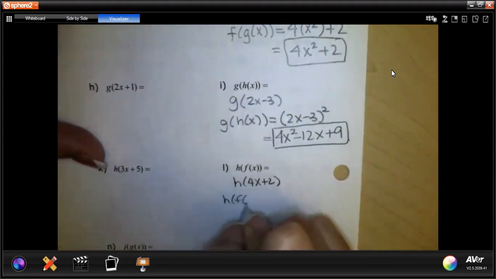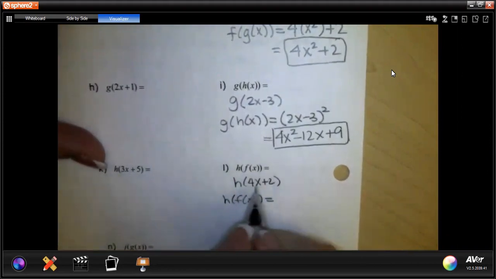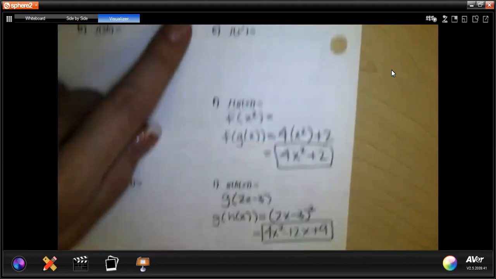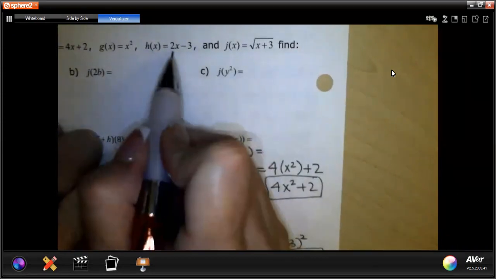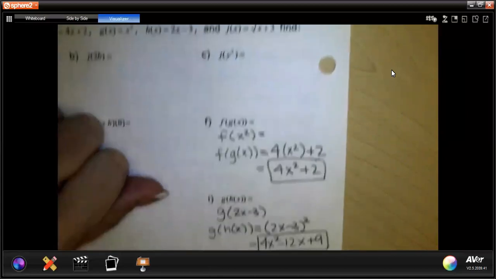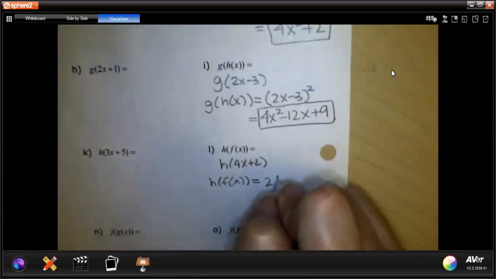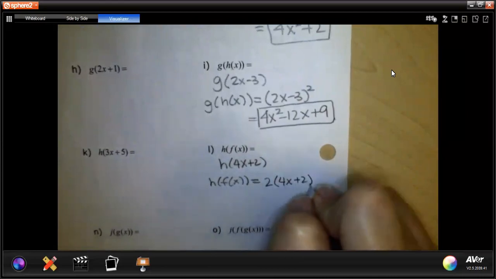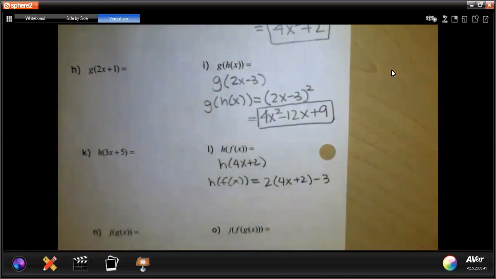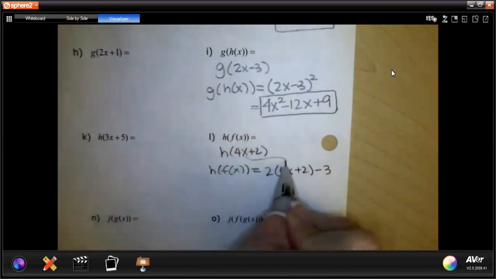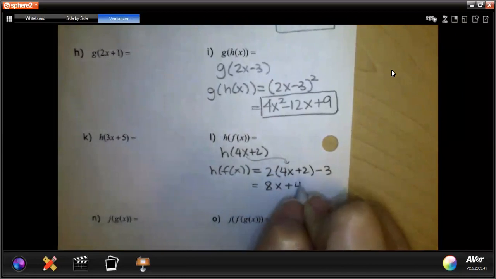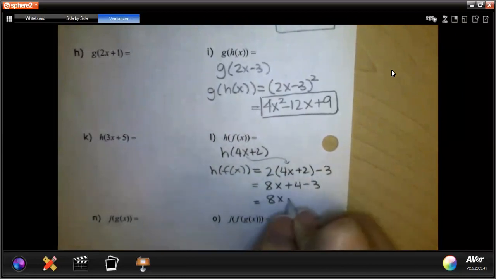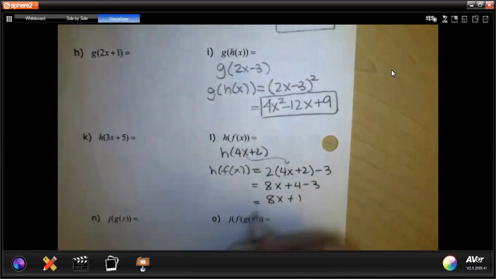Now to find the h of f of x, we take this 4x plus 2, and we're going to plug it into the h function for the x. And so there's the h function, 2x minus 3. So I'm going to replace that x with the 4x plus 2. So we get 2 times 4x plus 2 minus 3. I've replaced the x in that equation right there. We distribute and combine our like terms.